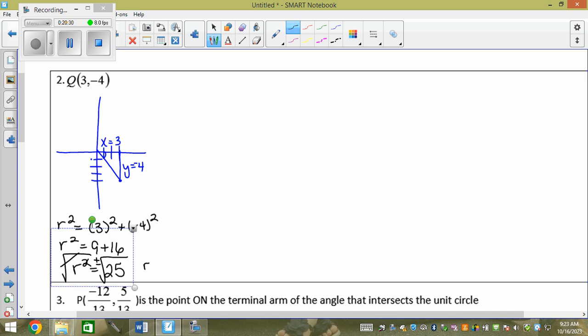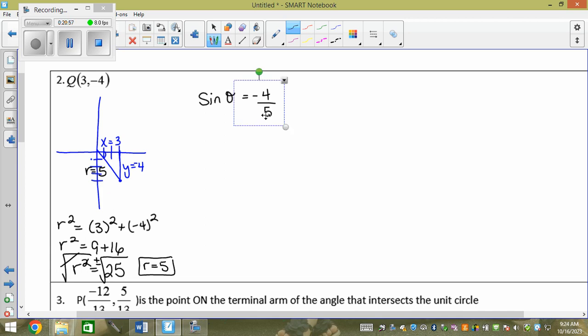Now with r, it doesn't matter because you know it's positive, but we're not always going to be just finding r. We will be missing x or y and have to find them as well. So r equals 5. Then we do sine theta. Check your stuff, make sure you have a theta in it. Watch yourself. So sine theta, I get -4 over 5.